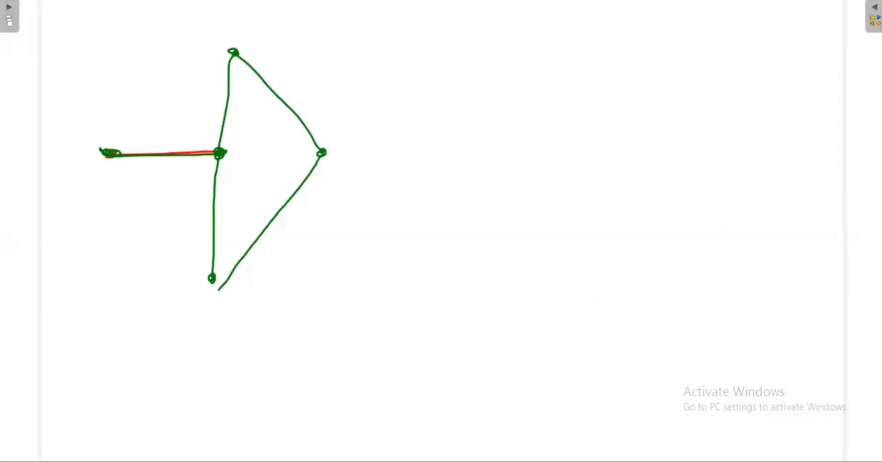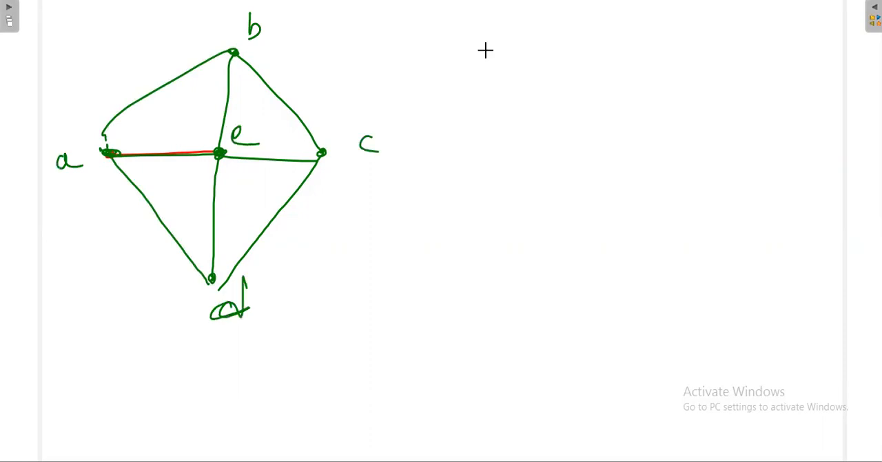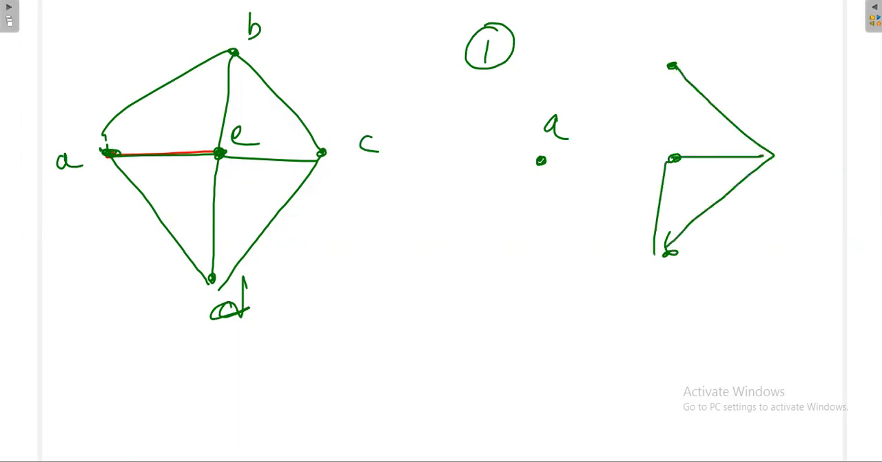Okay, if the graph is given like this, how can we do it? See, if I name the nodes A, B, C, D, E, in the first case I can separate A and write the rest of the things. This is one cut set. Now in this process, I have made two different graphs. So this is one possibility.